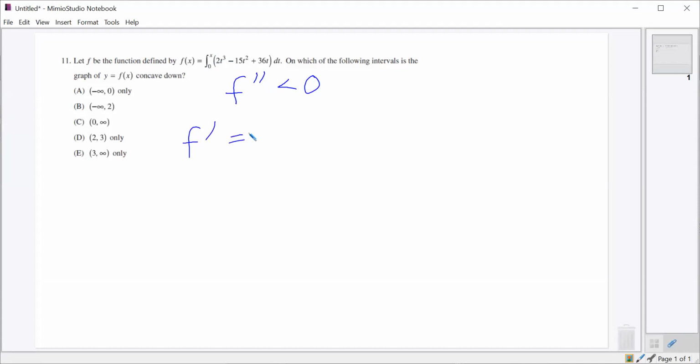F prime, since this is just the integral from a constant to x of a function, the derivative of that is just that function in terms of that upper limit. So that should be f prime. And then, oh, I forgot my x there at the end. And then all we have to do is take the derivative of that and see when it's negative.